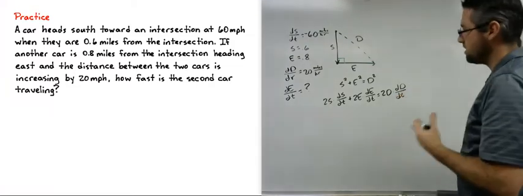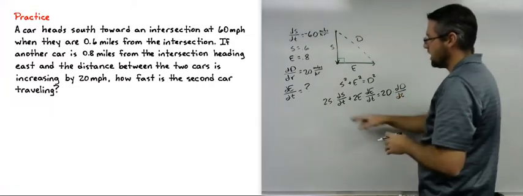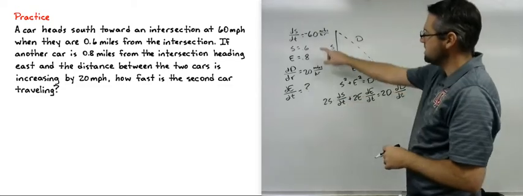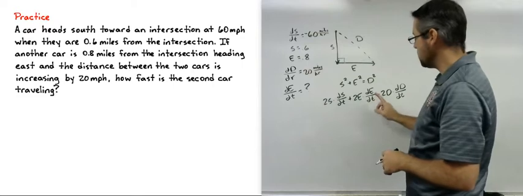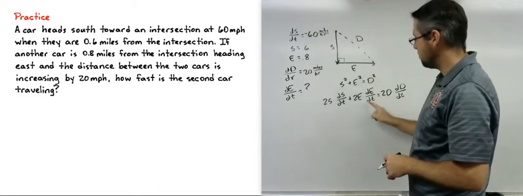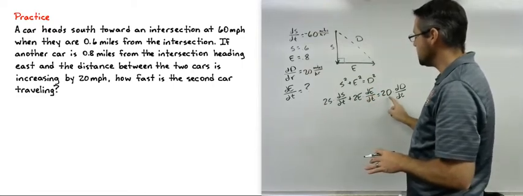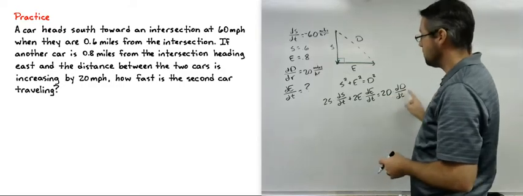Now we can go ahead and plug things in. We got a bunch of information. We know what S is. We know what ds/dt is. We know what E is. We don't know what de/dt is. This is my variable. This is the thing I want to solve for. D, we don't know D. And we do know D.